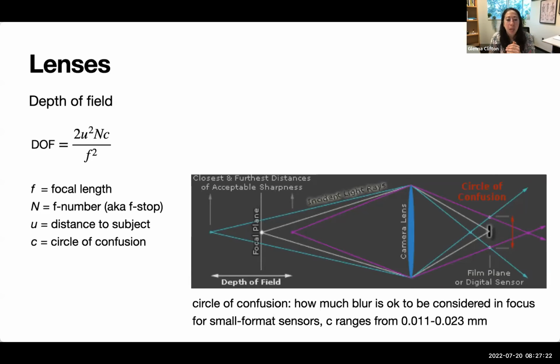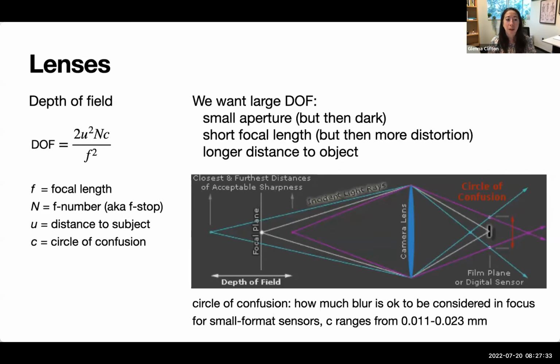And generally for small sensors, C ranges from about 0.01 to about 0.02. Basically the main thing to think about here is you want a large depth of field. And to do that, having a small aperture is better, which is good, but there's a trade-off, because it lets less light into your camera, which, if you have large pixel sizes, is maybe less important. If you have really good light sources, it's less important, but it is that trade-off between those.